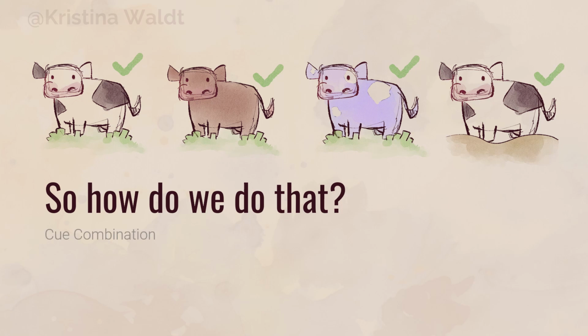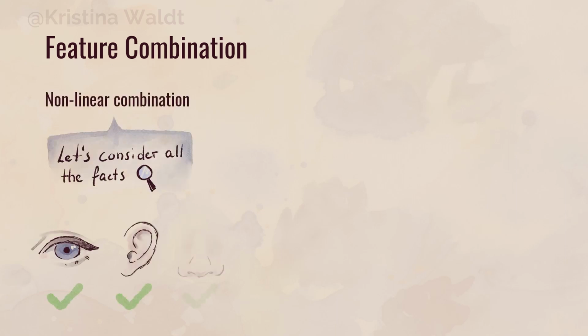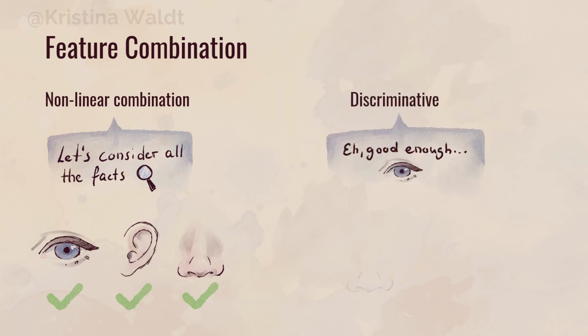In humans, we call this cue combination. The equivalent in machine learning is feature combination. It means that our model will consider multiple features in a nonlinear fashion so that they don't cancel each other out. In contrast, discriminative learning picks a single successful feature and discards all other data. In the worst case, it's an uninformative feature like the color of a single pixel. This might do well during testing, but not with new data.